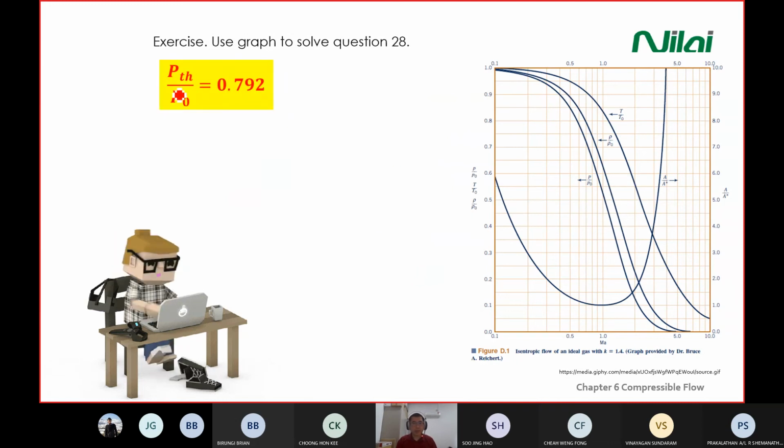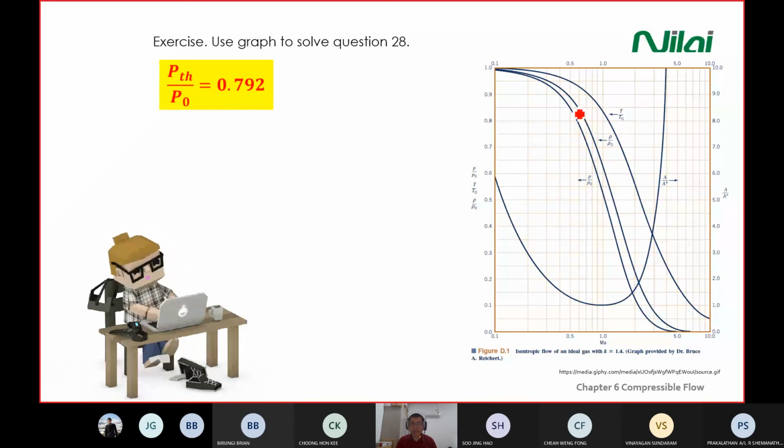So let's say you get the pressure ratio 0.8, for example, in this case, 0.792. You enter the graph from the left, because this graph, you have 3 axes, right? On the left, you have P over P0, T over T0, density over density 0. Right? All these values apply to either one of the ratios. Below here, you have Mach number, and you have an area ratio here on the right.